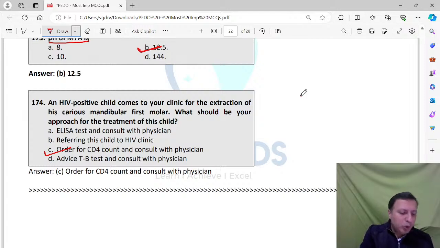Now one student is asking to please explain the retraining approach. Retraining approach, as the word says, is done in patients who have had a previous bad dental experience. You need to make them calm and composed, because whenever they come from a bad dental experience to your clinic, your work becomes difficult. You need to retrain the child.